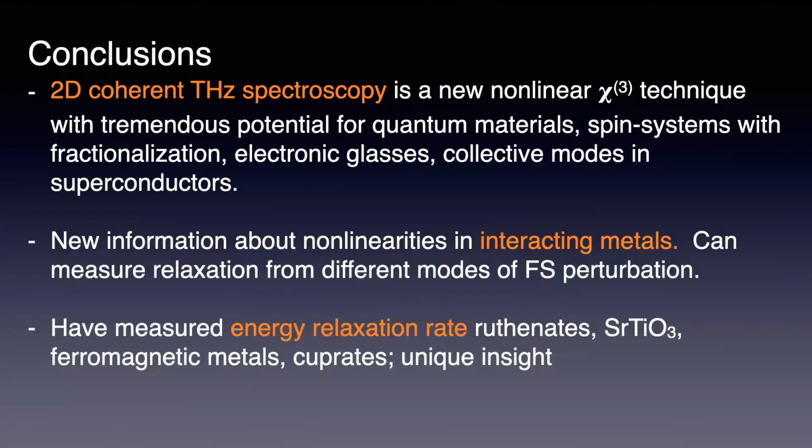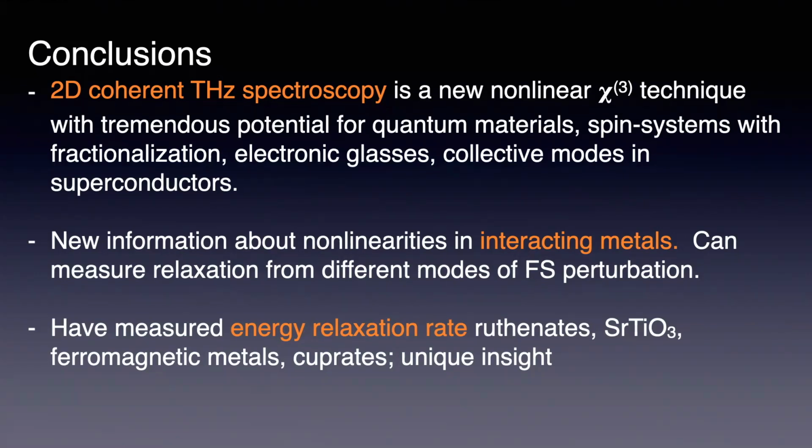So I'll give you my conclusions in the beginning. I'm going to tell you about this particular technique, 2D coherent spectroscopy, and I hope to convince you that it's a nonlinear Chi3 technique, and it has tremendous potential for various kinds of quantum materials: spin systems with fractionalization, electronic glasses, correlated metals, that kind of thing.